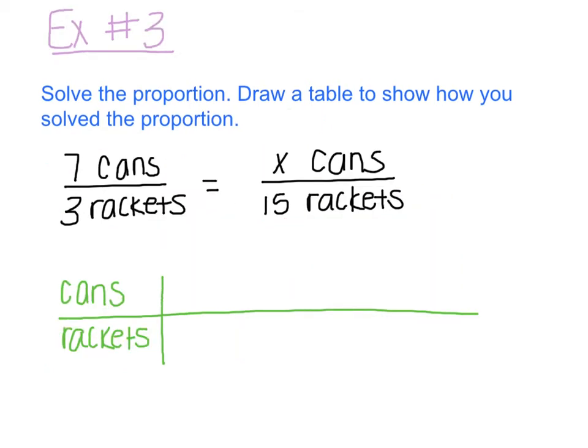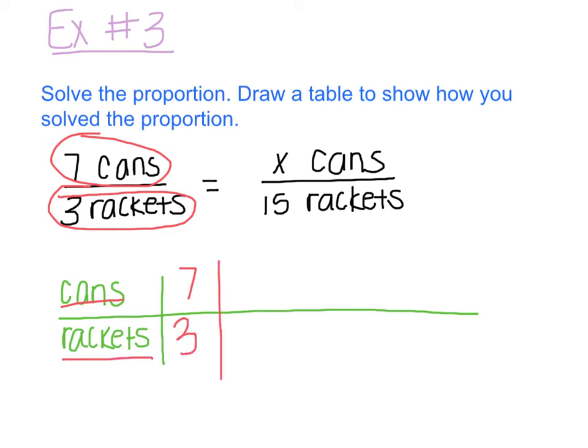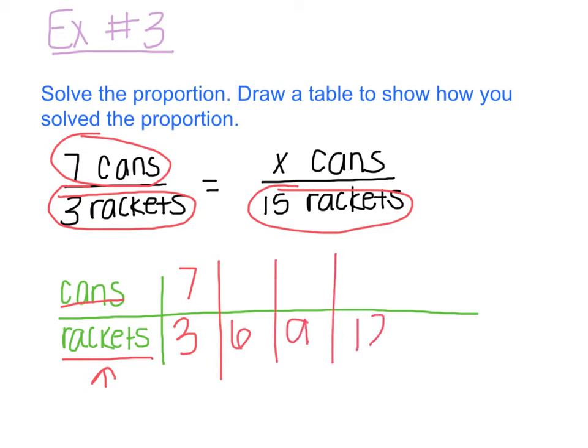Example number 3, solve the proportion. Draw a table to show how you solve. So it's going to be the same as example number 2. I start out with 7 cans. So here's my cans, and I put 7. And 3 rackets. So I put a 3 by the rackets. And I know I need to get to 15 rackets. So I'm going to go ahead and count by threes until I get to 15. So 3, 6, 9, 12, 15. And then I can stop.